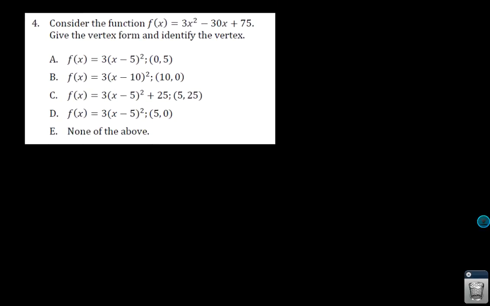Number 4, consider the function f of x equals 3x squared minus 30x plus 75. Give the vertex form and identify the vertex. That means I'm going to need to complete the square.